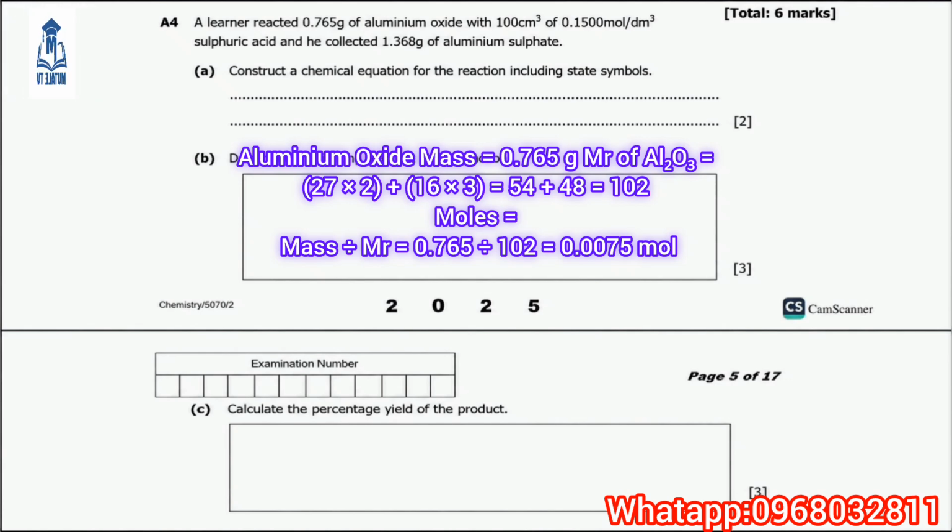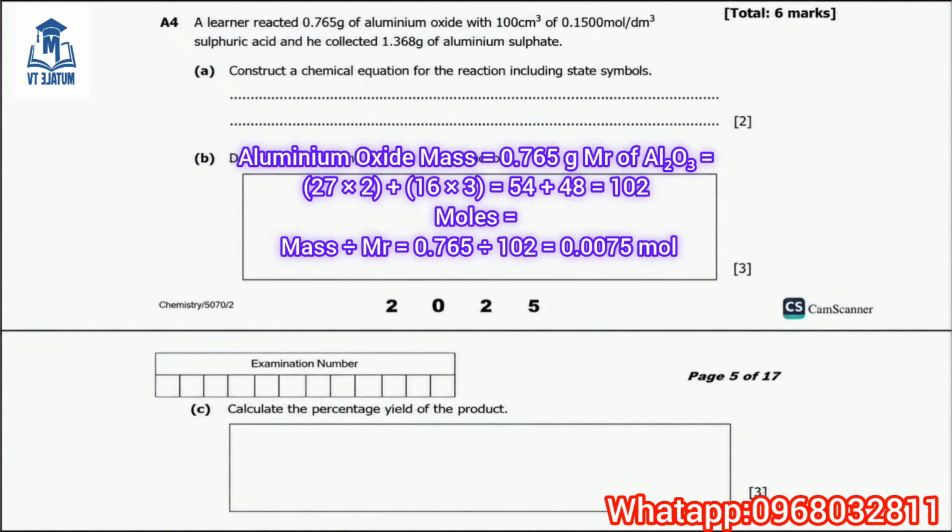Now we know that the formula for finding moles is equal to mass divided by molar mass. So our mass, given in the question, is 0.765 divided by 102. When you do your calculations there, you're going to find the moles of aluminum oxide is 0.0075 moles.